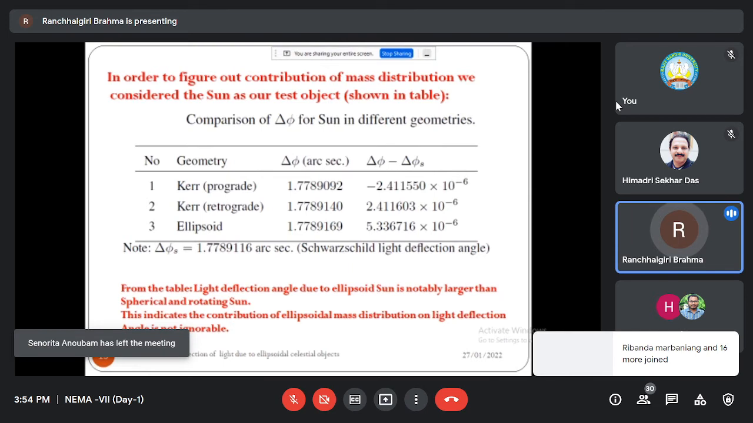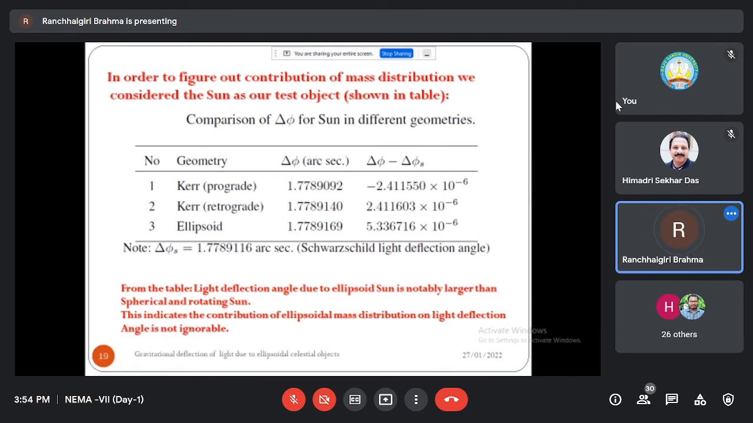We then calculate the deflection angle for the Sun as our test object.